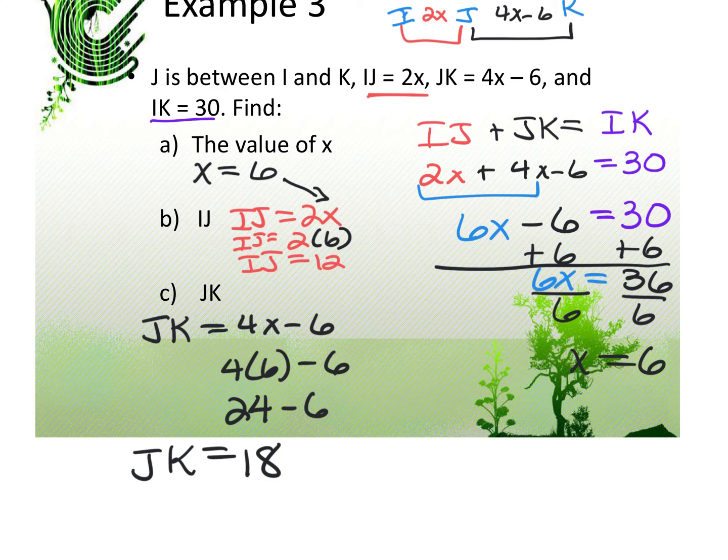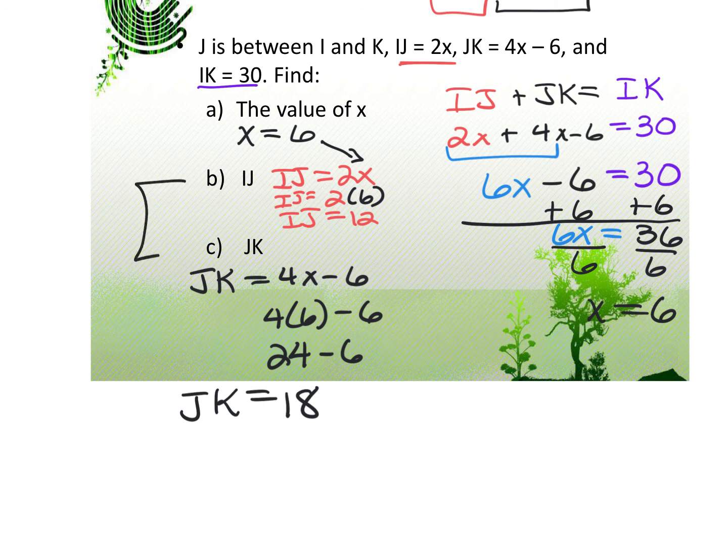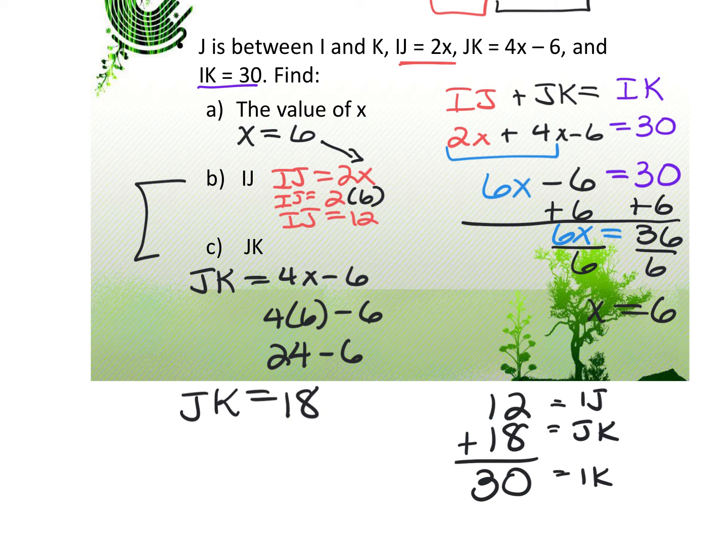Now, one way you could double check your answer, remember that IJ plus JK should equal 30. So you could quickly add 12 plus 18. This was IJ, this was JK, and it should give you the length of IK, which it does. So it's a little way to check your answers by plugging it back in and making sure that it adds up to 30. And that is it for section 2's notes.